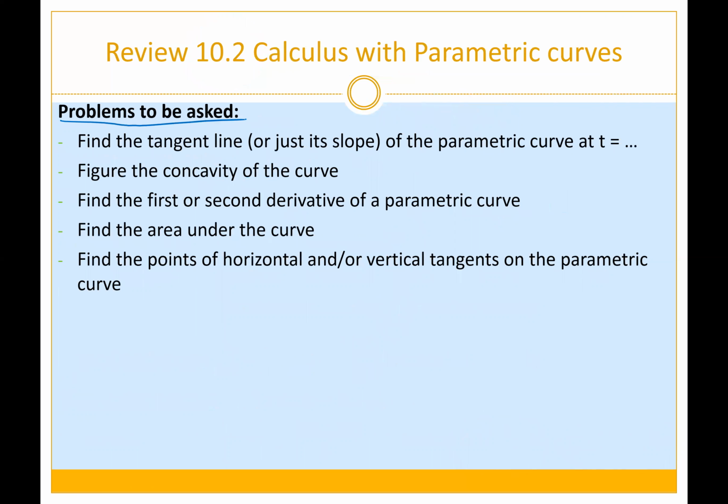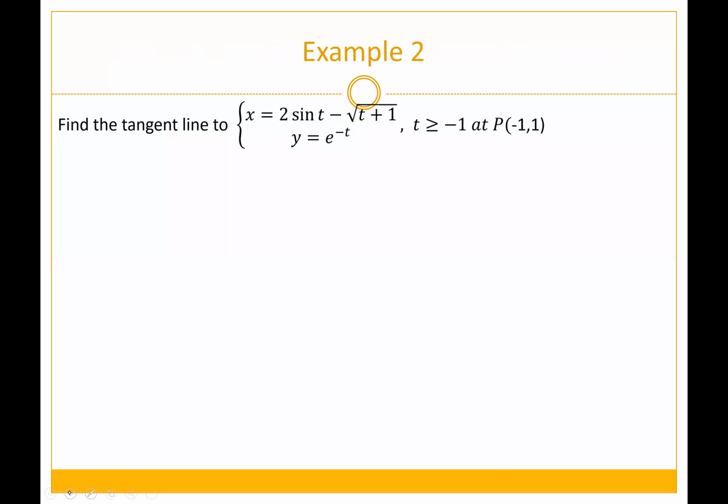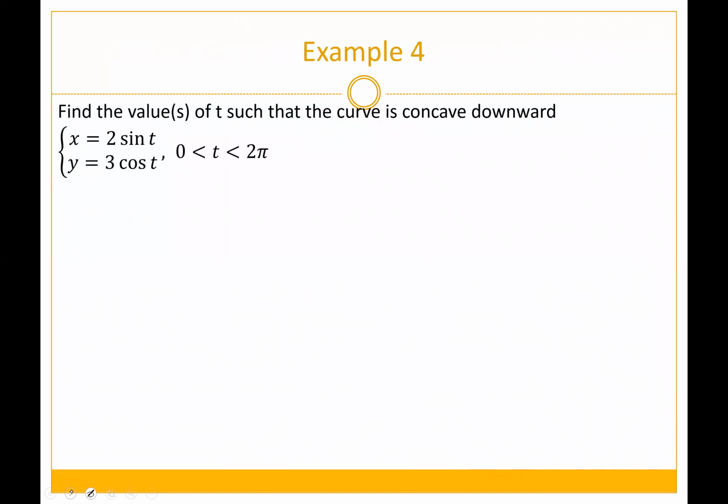Some problems that can be asked: find the tangent line of the parametric curve at some point or given t. Figure out the concavity of the curve using the second derivative. Find the first or second derivative of a parametric curve, straightforward. Find the area under the curve using the formula as given, and find the points of horizontal or vertical tangents on the parametric curve. So let's see the example.